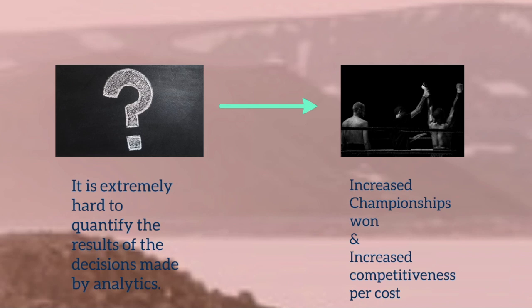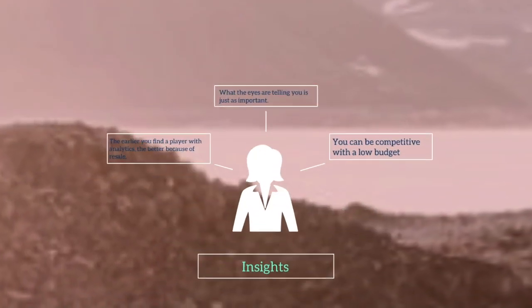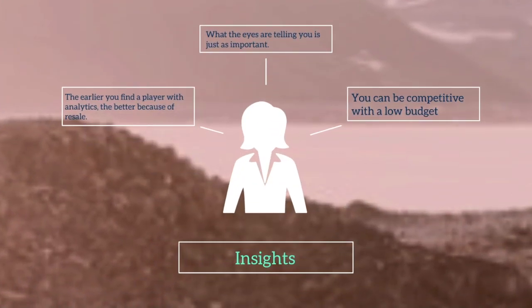And then some insights. Okay, so the earlier you find a player with analytics, the better because of resale. So this is so interesting, if you find players that nobody's heard of that are young and you just have a few analytics on but don't have time to go see, and you bring them to try out and you see the success of using those analytics, you can develop them and then sell them to other teams. So there'll be a huge value increase just by using the little analytics you have on players. So finding them early is really important.